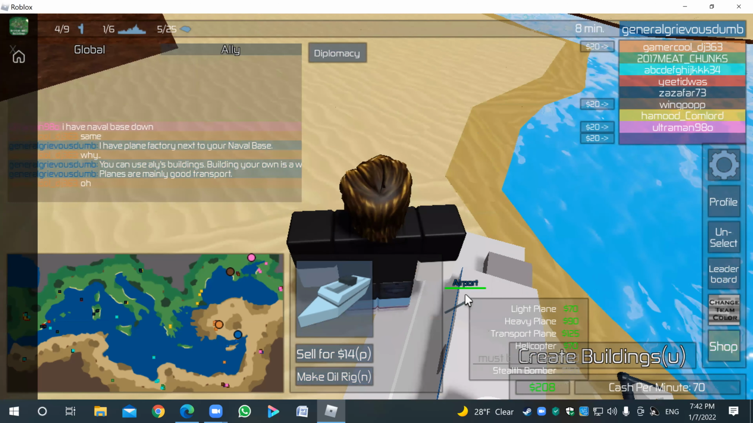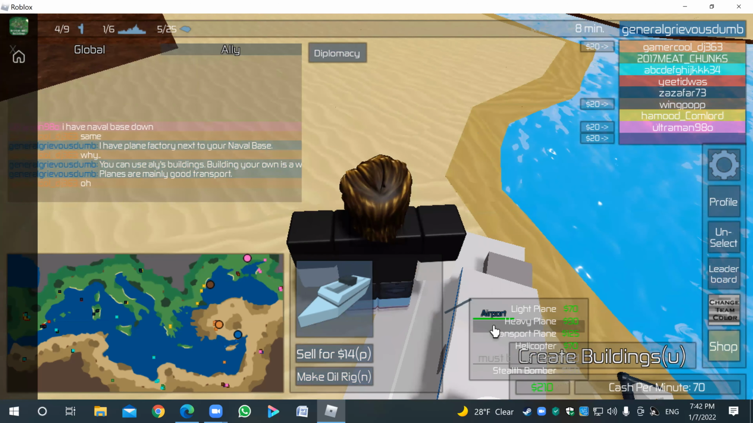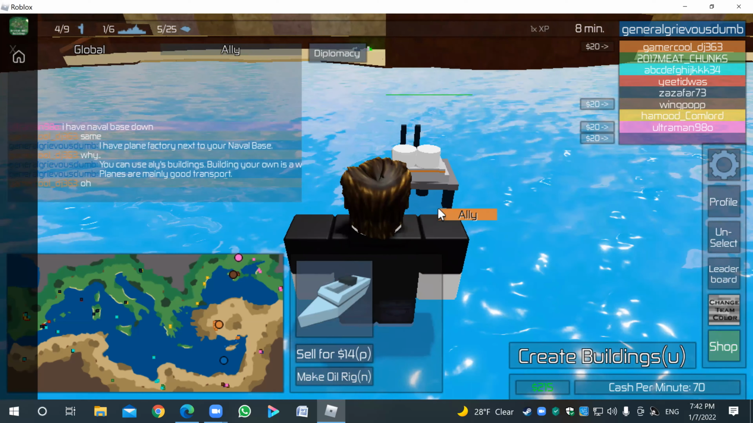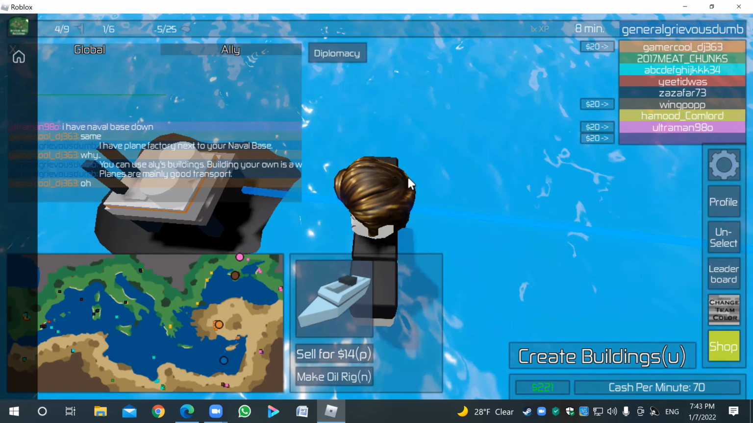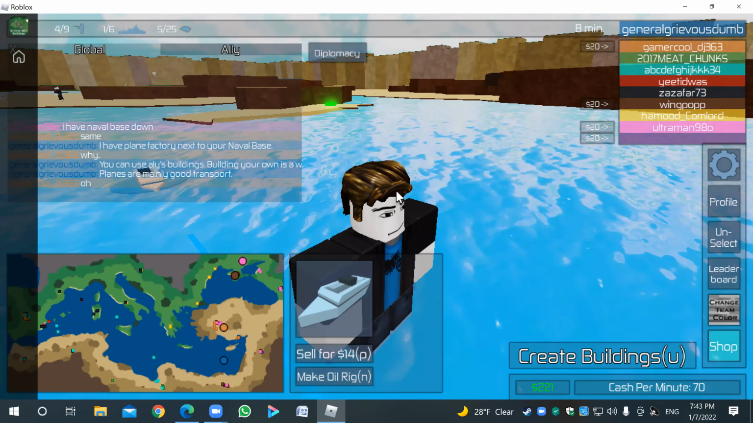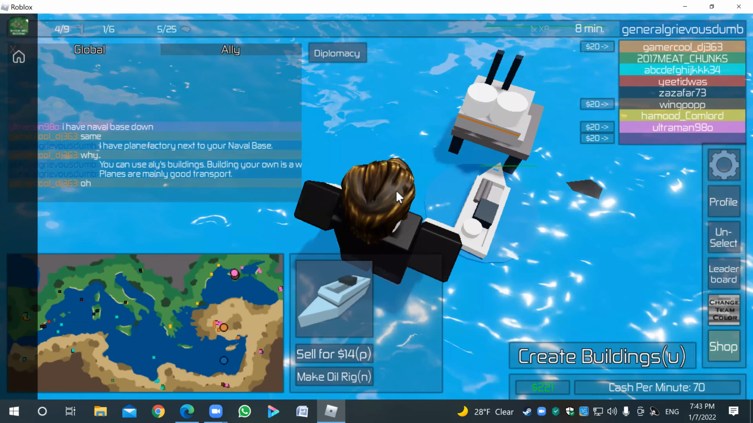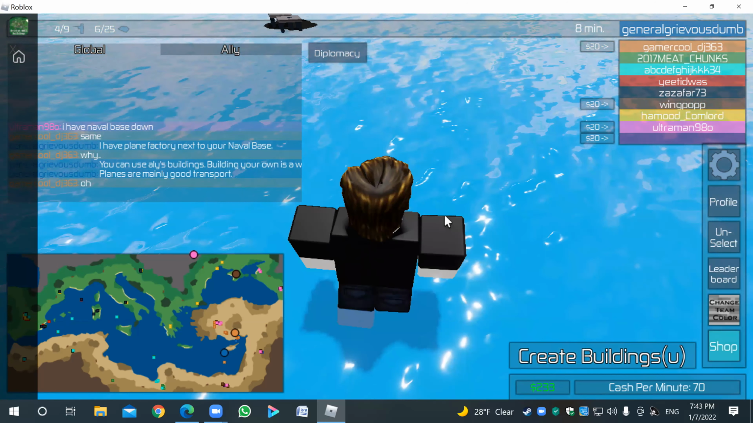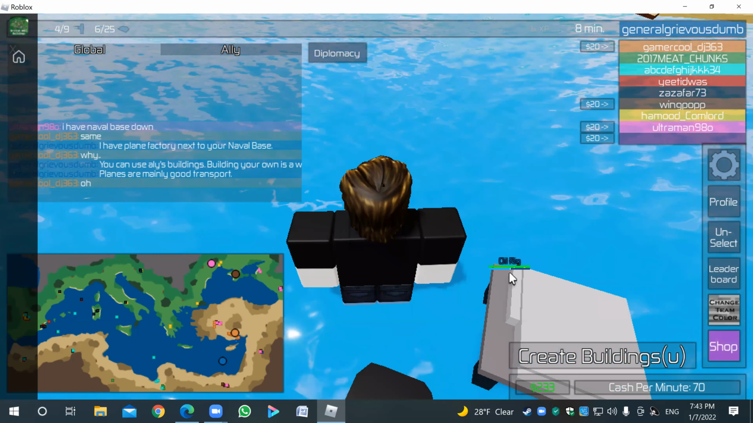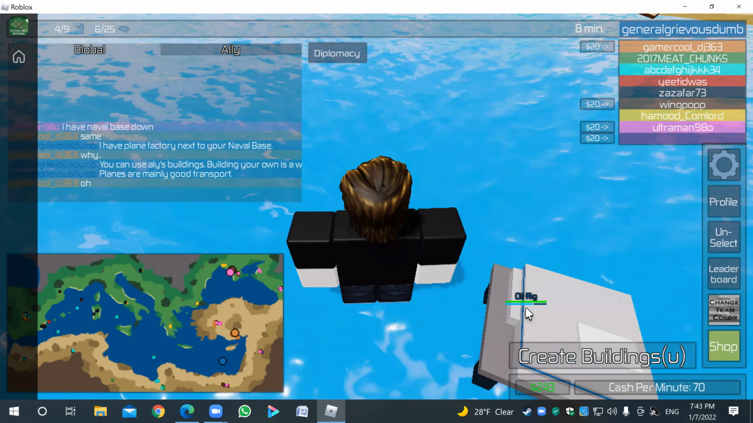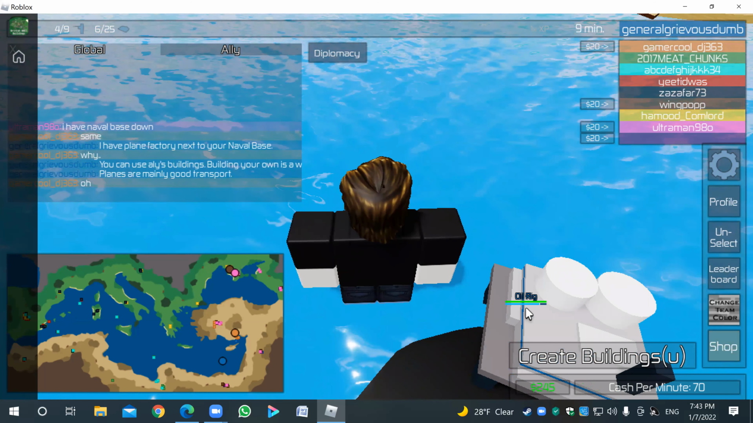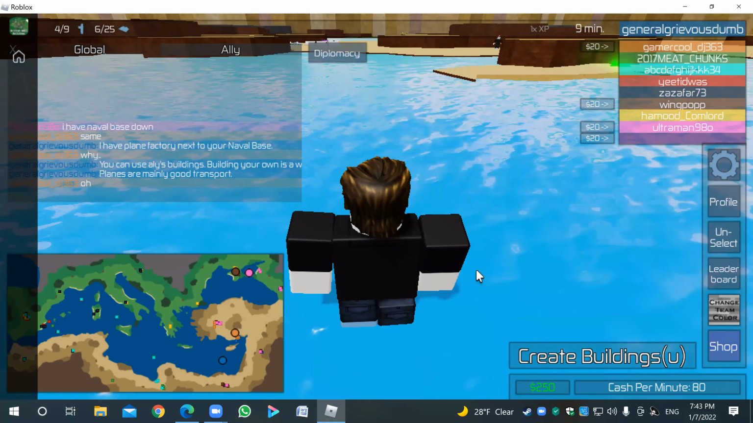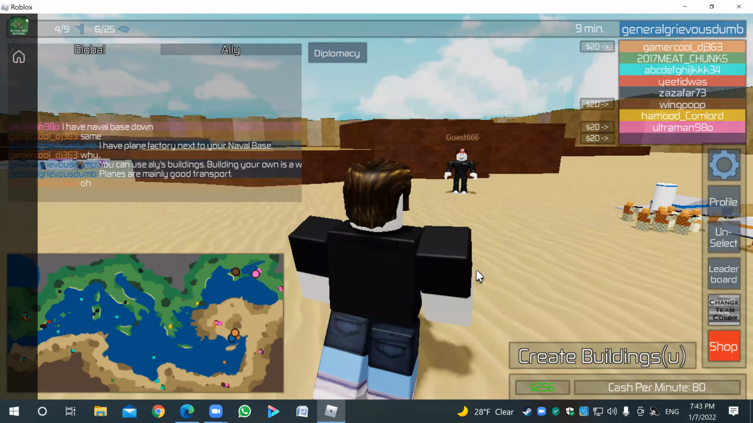So honestly, what's cheaper? Transport plane is 125. Transport ship is much cheaper. That, however, will answer my question. There. Hope the oil rig will make me some money. Yeah, it gives me 10 extra cash.